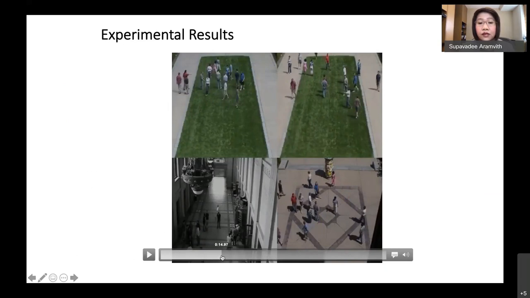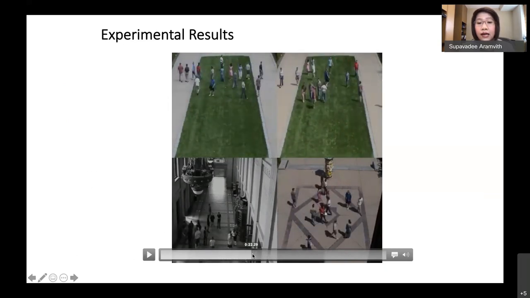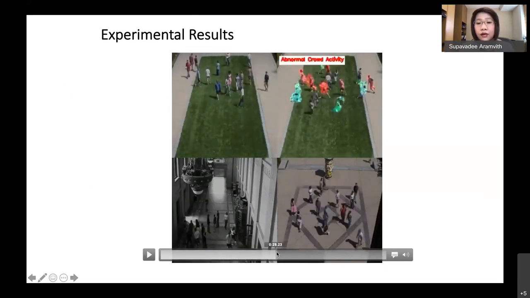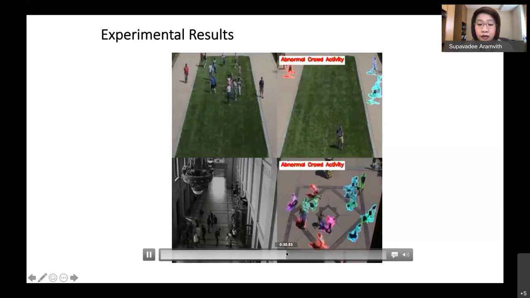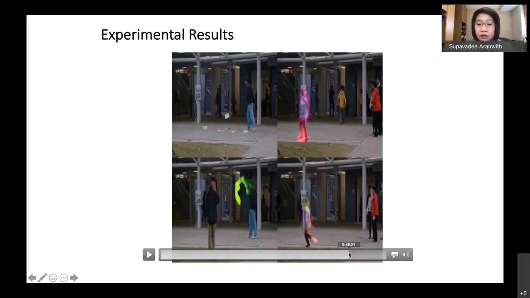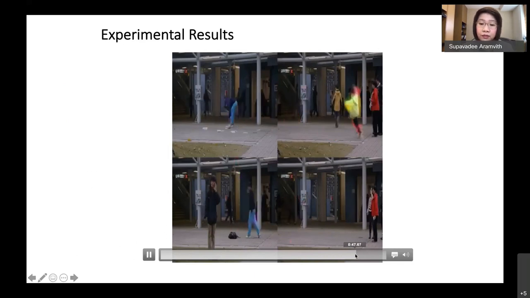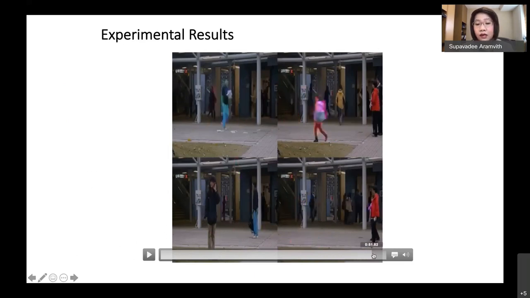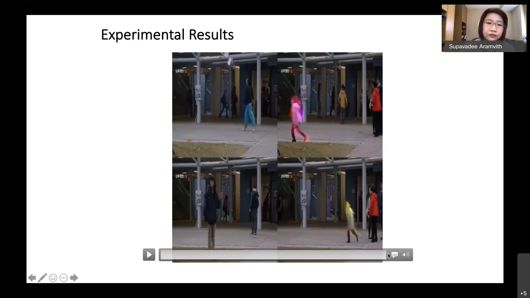Here you can see the highlight is considered as the anomaly. Here we can see abnormal crowd activities. And if people are jumping, it can also be detected as abnormal.